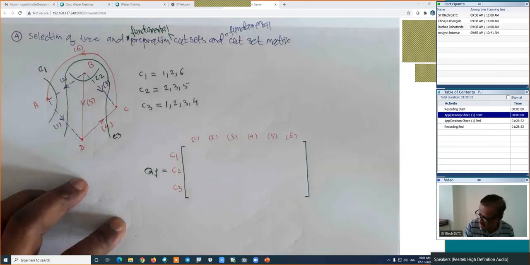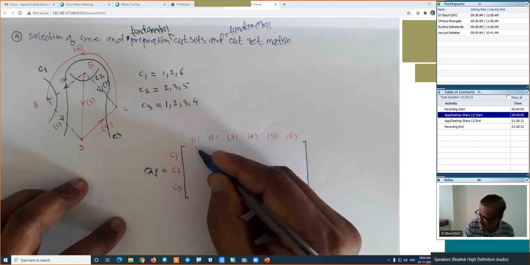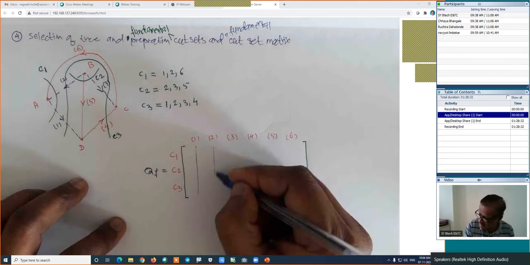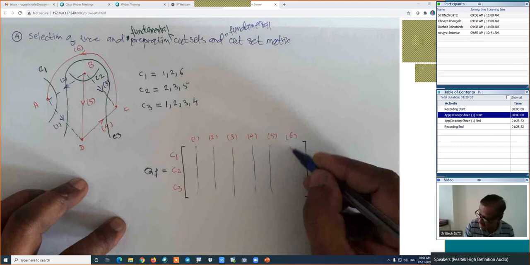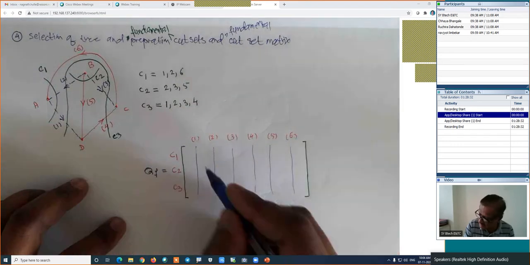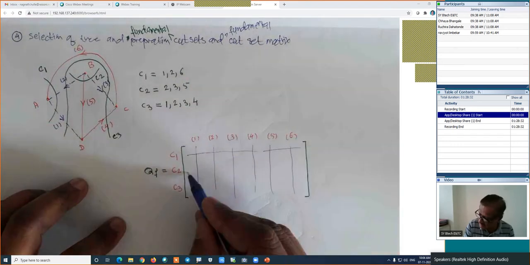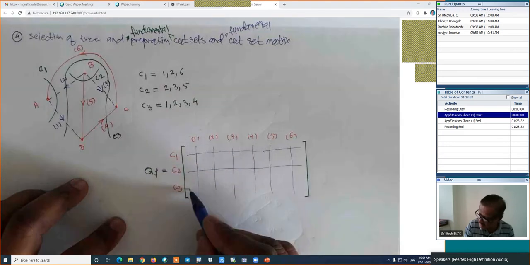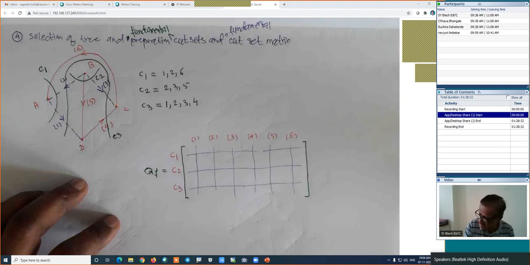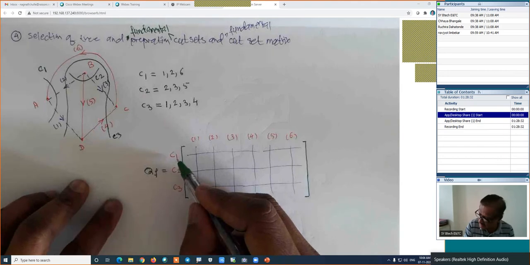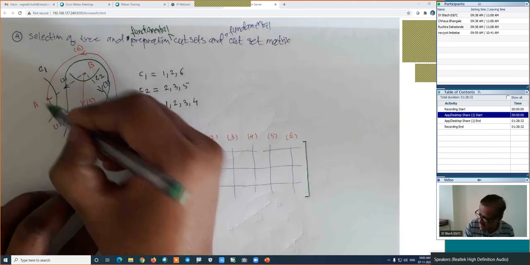Is it right? This is column number 1, this is column number 2, this will be the column number 3, 4, 5 and 6, and it will be the row number 1. This is the row number 2, and it will be the row number 3. Now I will find out the elements in this particular case. I will start the discussion with the cut set number 1, C1. Where is the cut set number 1? This is the cut set number 1.